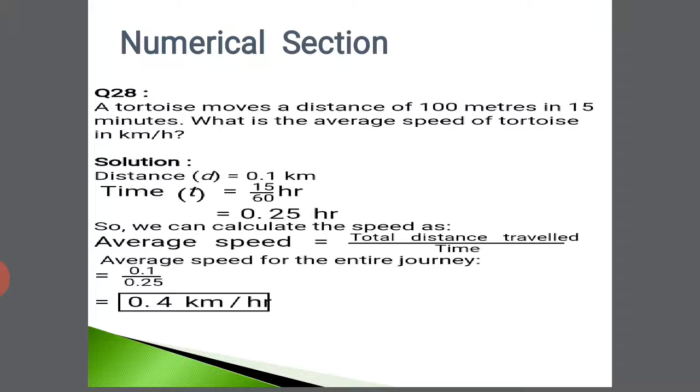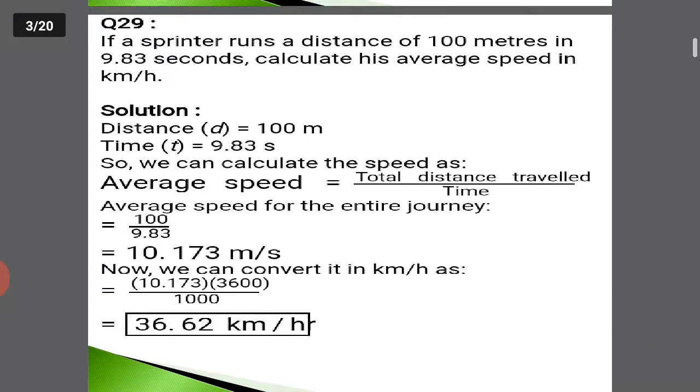And now the average speed will be total distance covered upon total time taken. Okay, just put the values and do the solution. Then the speed will be 0.4 kilometer per hour. Next question. If a sprinter runs a distance of 100 meter in 9.83 seconds, calculate his average speed in kilometer per hour. Again do the conversions, put all the values and then try to solve.